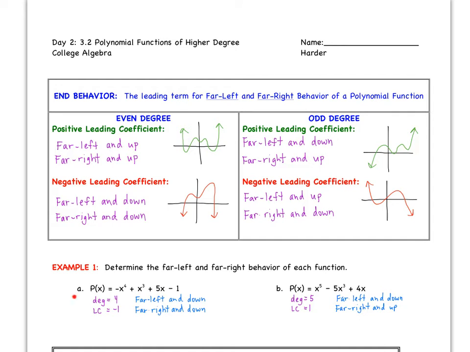Okay, hopefully you got what I did. I recognize that this is an even degree polynomial. It's a degree 4. Our leading coefficient is negative. So an even degree polynomial with a negative leading coefficient, we're going to be far left and down and far right and down. In example B, the highest degree polynomial, I look at my highest degree term, so it's a degree 5, which is odd. My leading coefficient is 1, which is positive. So I have an odd degree with a positive leading coefficient, so I'm going to be far left and down, far right and up.